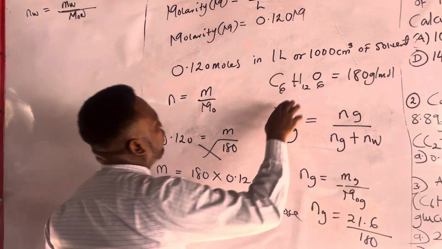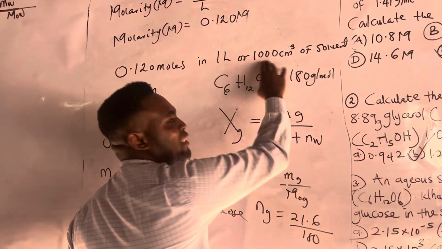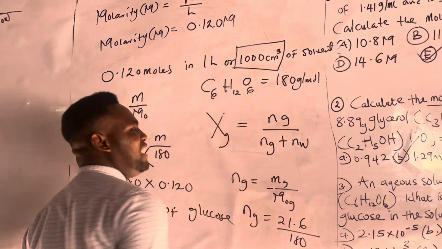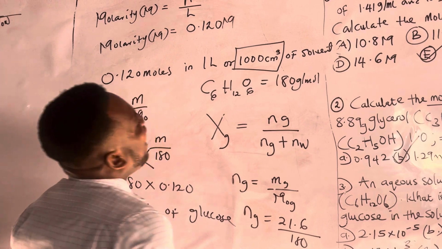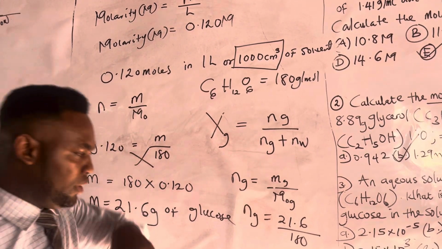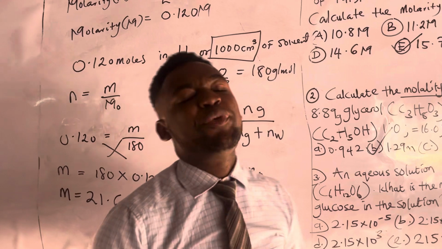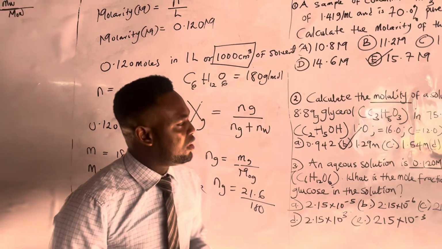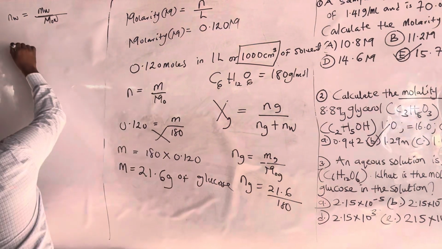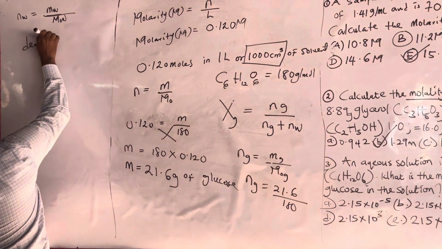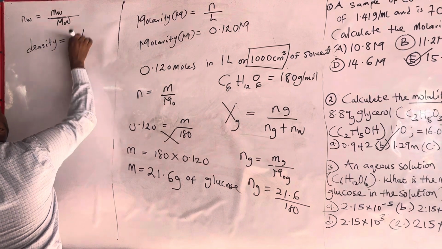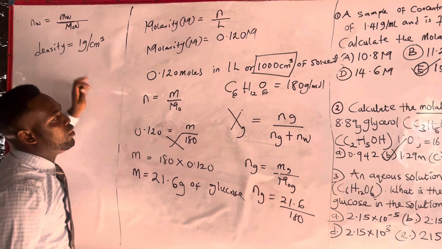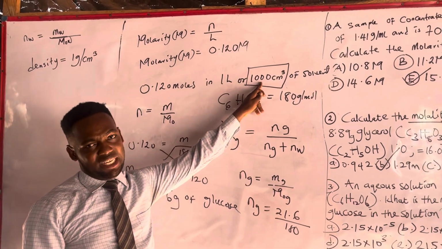We can get the mass of water from the volume of water given to us. We are given the volume of water to be 1000 cm3. When density is not given, it's usually taken that the density of pure water, because pure water is a universal solvent, is 1 gram per cm3. So if we use density as 1, we are going to get mass to be 1000 grams.